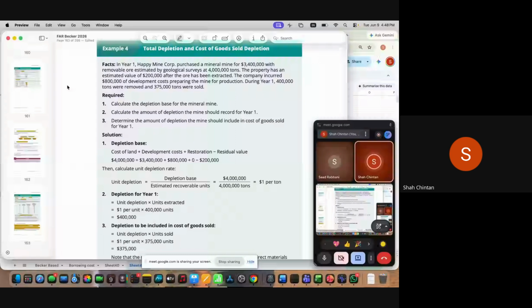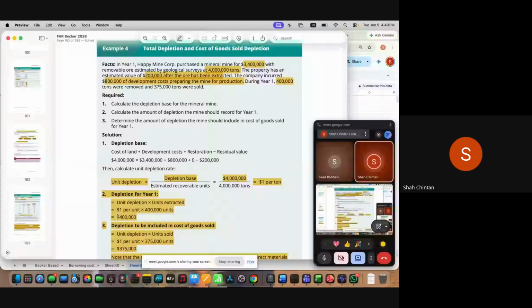Example एक बार देखते हैं. Let's directly go to the depletion example. So in year one, the Happy Mine Corporation purchased a mineral mine for 3.4 million with removable ore estimated by a geological survey at 4 million tons. So you have purchased a mine, it has a cost of 3.4 million, and you expect that 4 million tons of output will be produced out of this mine.